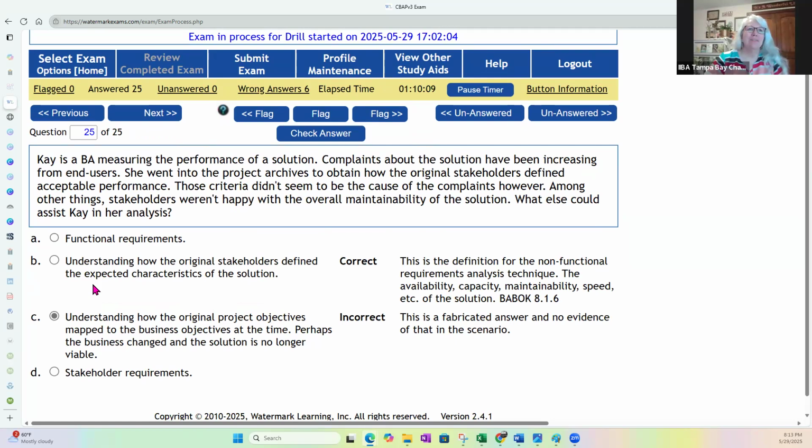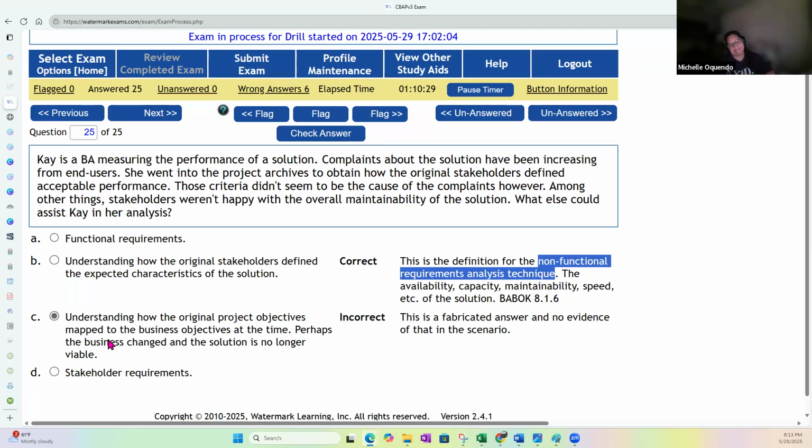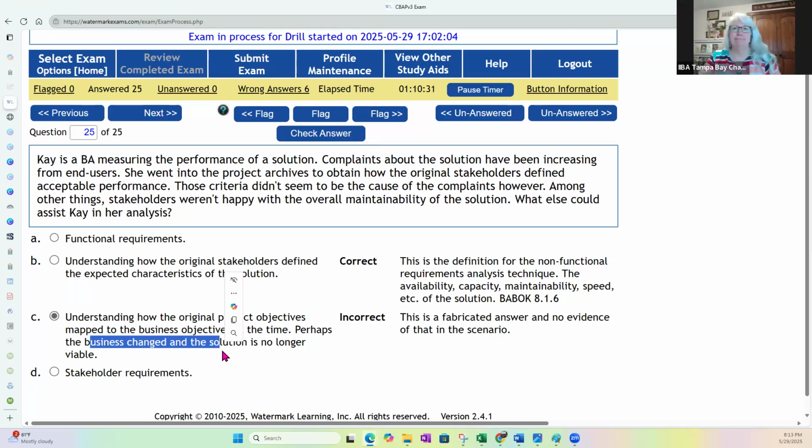Okay, so the correct answer: understanding how the original stakeholders define the expected characteristics of the solution. This is the definition of the non-functional requirements analysis technique: the availability, capacity, maintainability, speed, etc. of the solution. And this one was wrong because it made something up here that talked about the business changed.